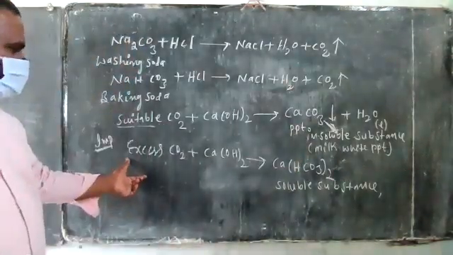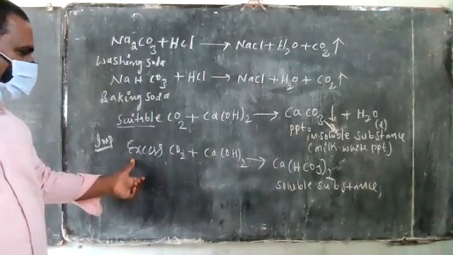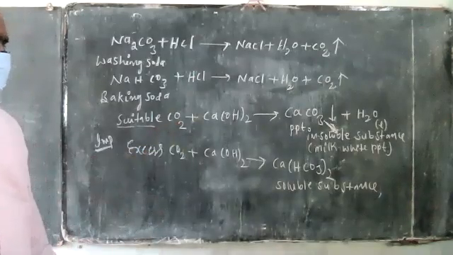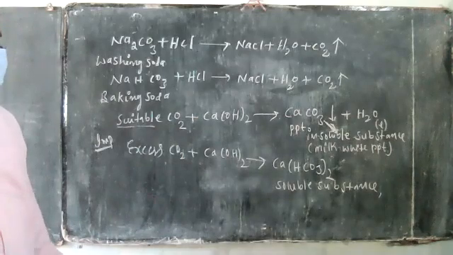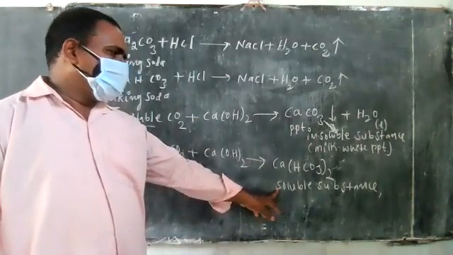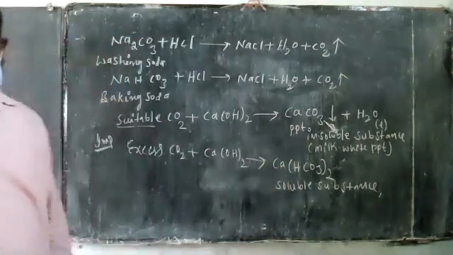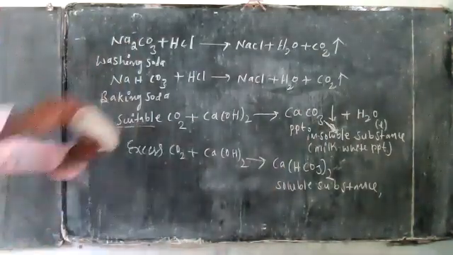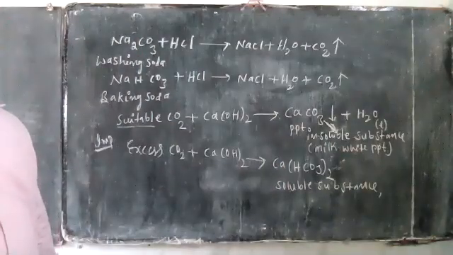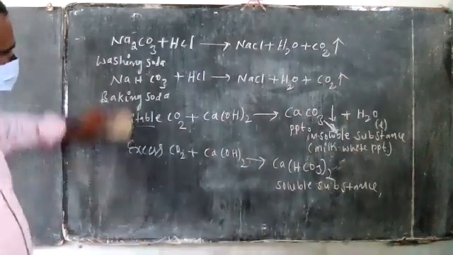Suppose there is excess carbon dioxide, not a suitable amount. When a large amount of carbon dioxide is sent into the lime water, the insoluble substance slowly dissolves in the solution and a soluble substance forms, meaning calcium hydrogen carbonate forms. Right. So these are the equations of the reaction of acids with carbonates and bicarbonates.